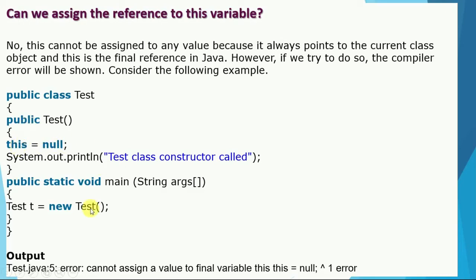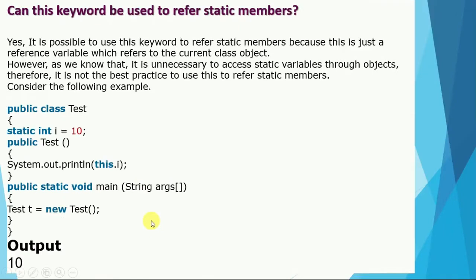variable. That's why it will throw an error. If you try to do so, the compiler error will be shown. Okay, so can this keyword be used to refer to a static member? Yes, it is possible to use this keyword to refer to a static member, because this is just a reference variable which refers to the current class object.